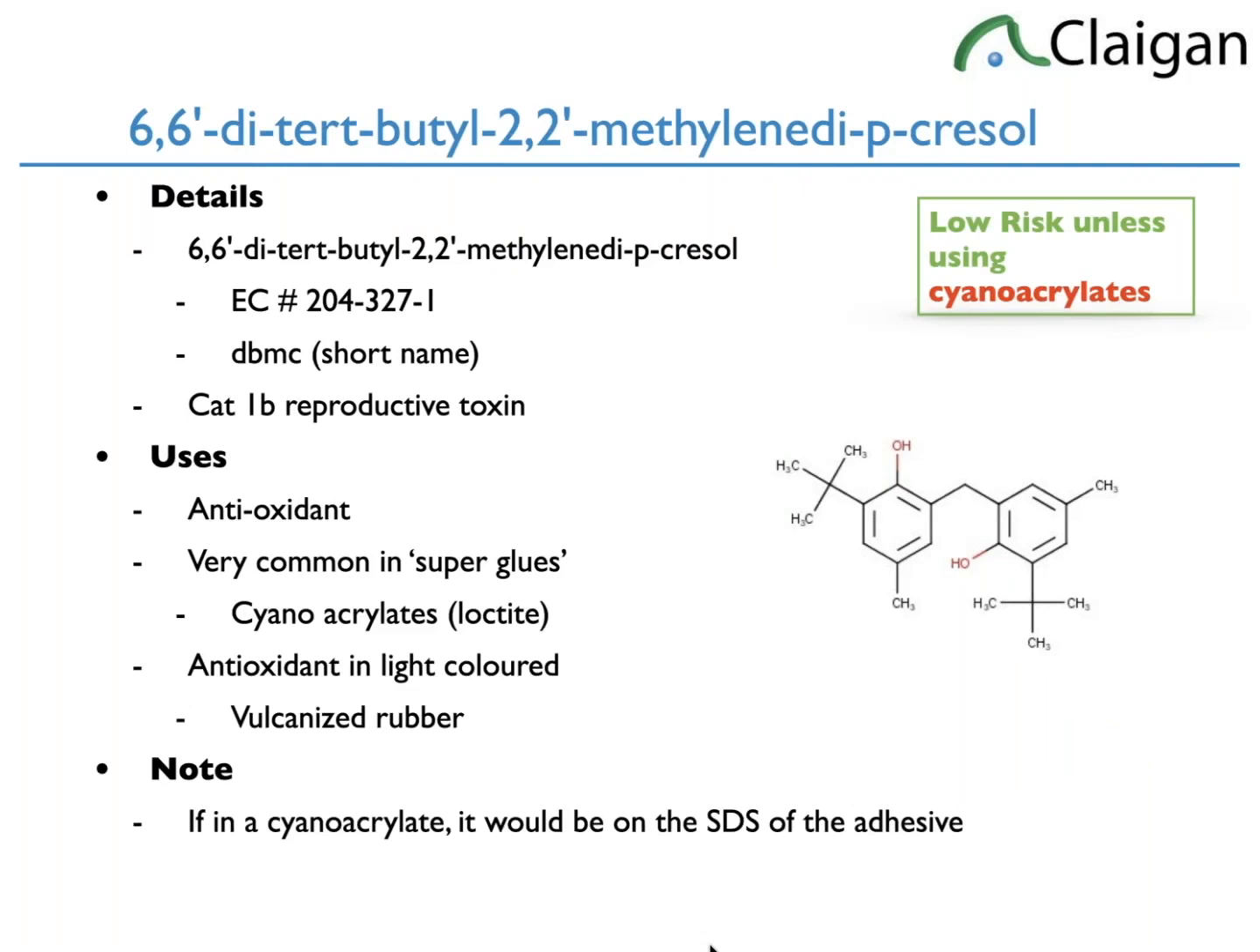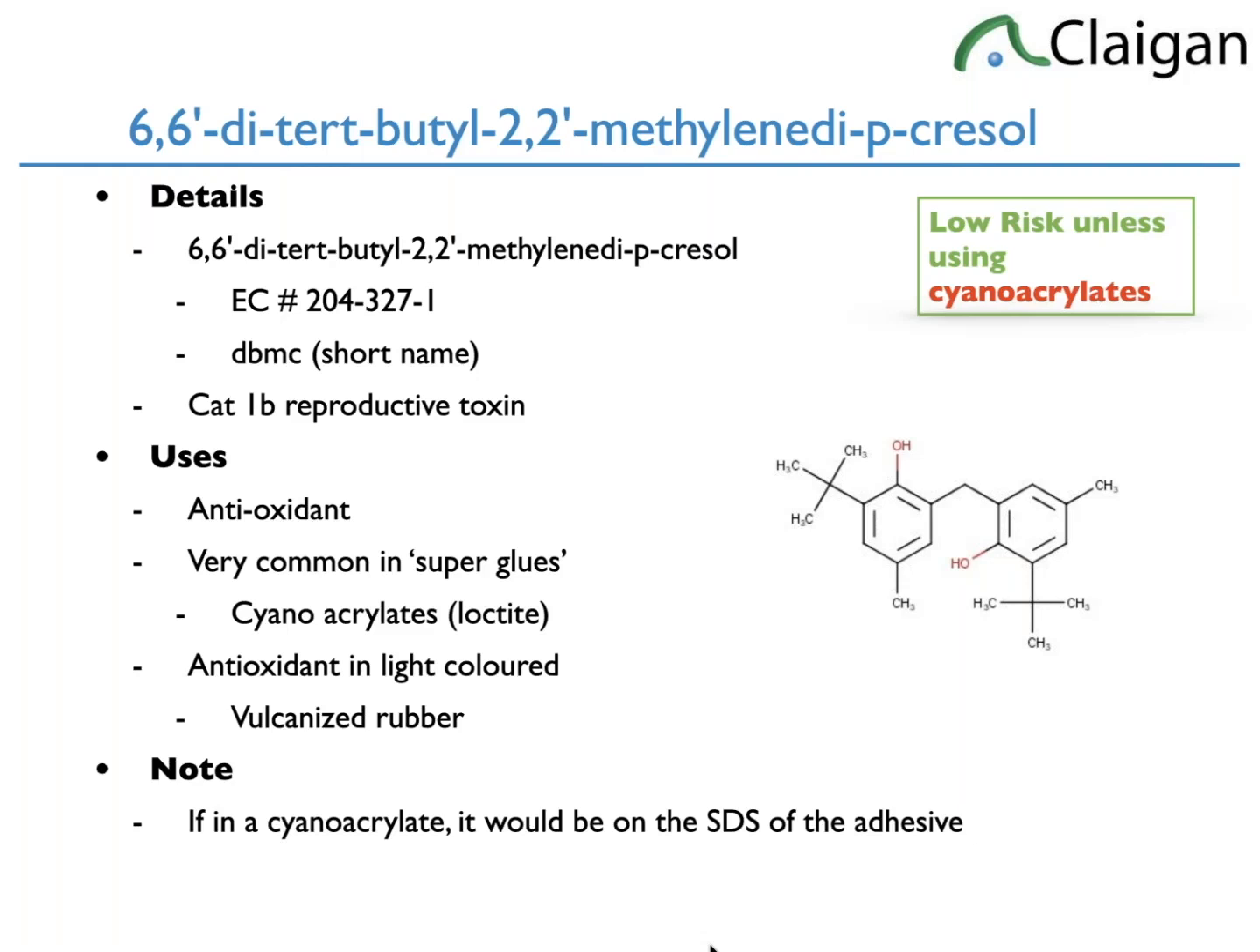Now, this is one we talked about earlier. This is DBMC again, 6,6-ditertbutyl 2,2-methylene p-cresol, or 2,2,6,6 antioxidant. It's very common in cyanoacrylate superglues, so different types of Loctite. Some medical Loctites have it, some don't. If you do have it, it reacts a bit with oxygen. This is made, but it generally doesn't react through. It will often be above 1,000 ppm in the Loctite.